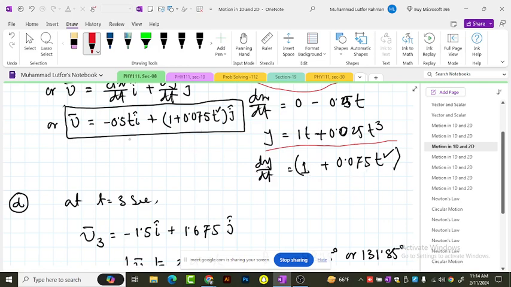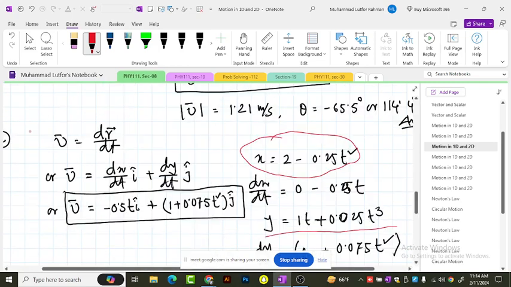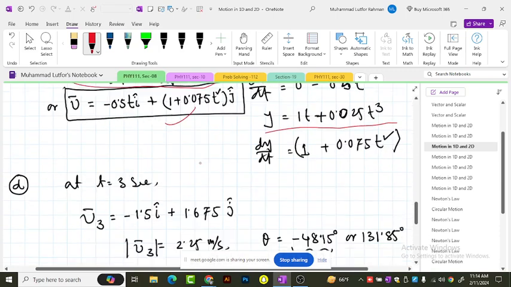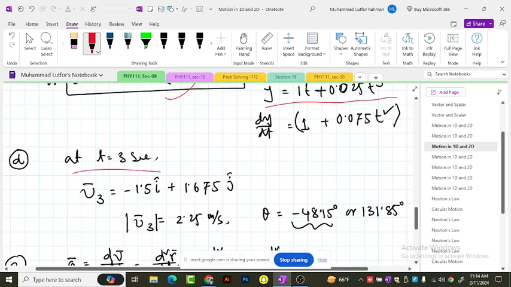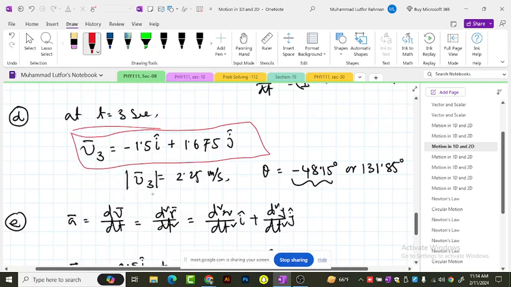Then we find out this, I just plug into this equation. This is the general equation for instantaneous velocity. If you plug into this equation, I also plug in the time at t equal to 3 seconds, I'll find out this equation, which is the velocity as a vector. And then I also find out the magnitude and the direction of that vector. This is the magnitude. You know how to find out the magnitude. And I also find out the angle, which is minus 48.15 or 131.85 actually.